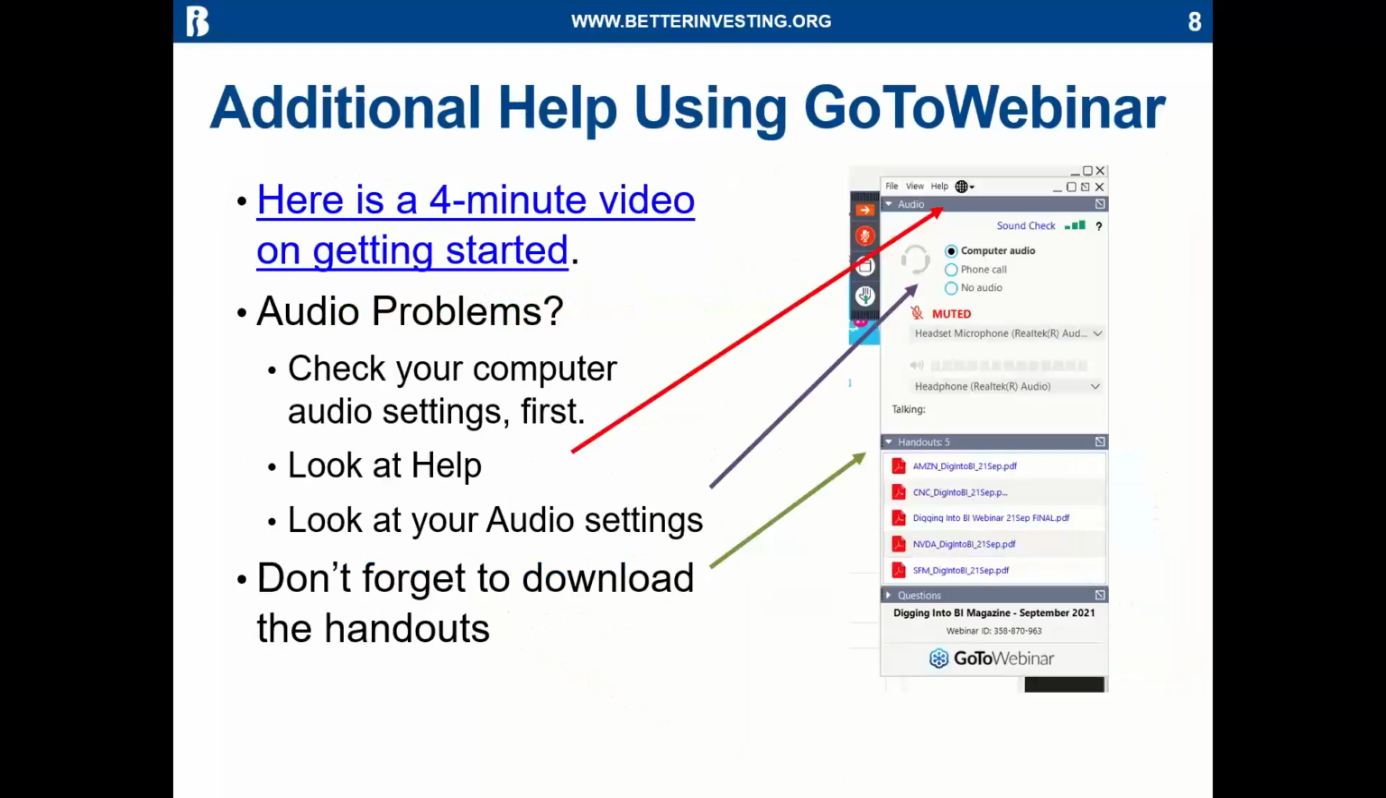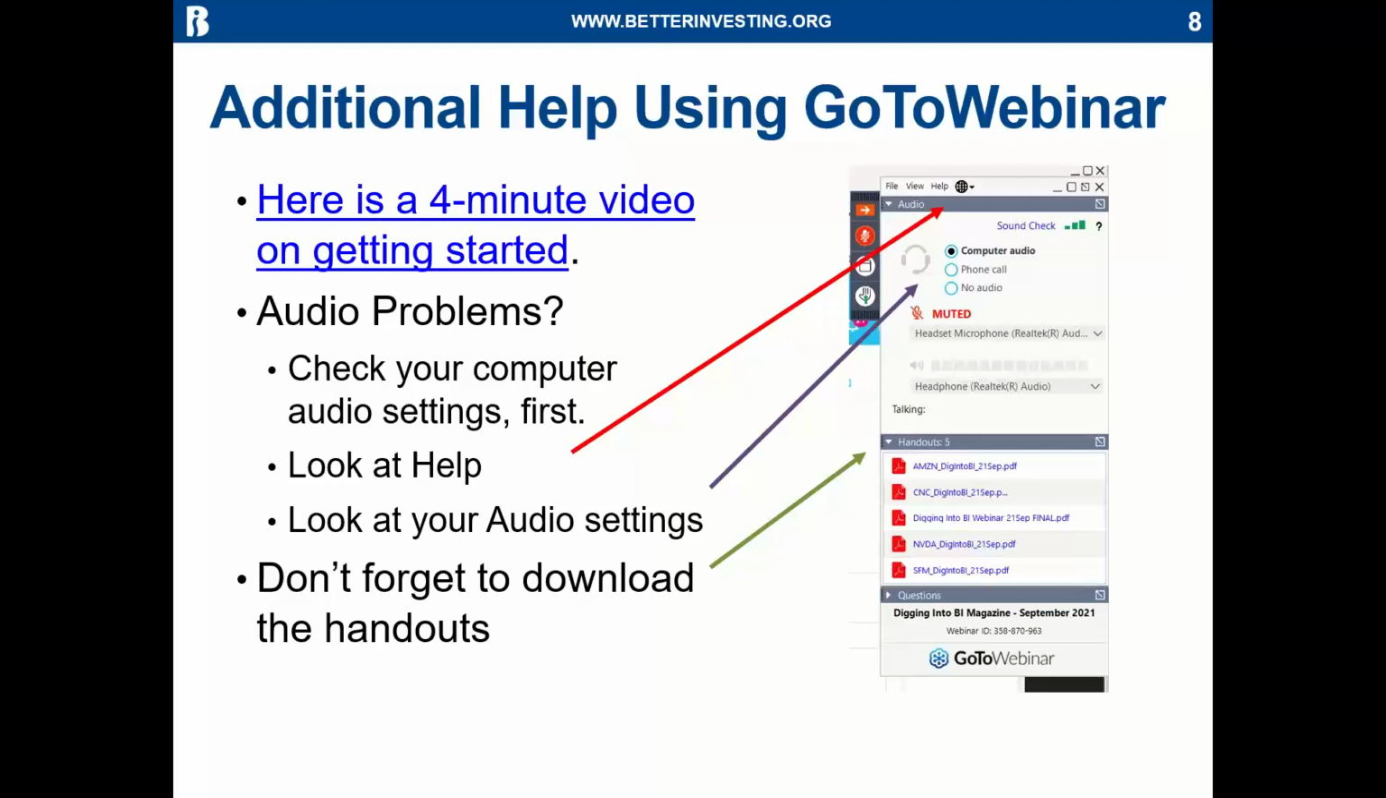If you're having trouble hearing things, here are some steps to take in GoToWebinar. The first thing is to look at the help, which is the red arrow. A lot of times people have trouble with their audio settings; they don't have the right one connected. If you're on your computer, the computer audio will work, or you can just call in on your phone.